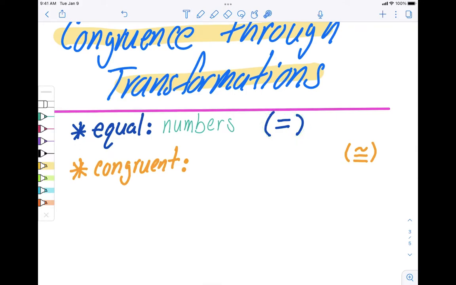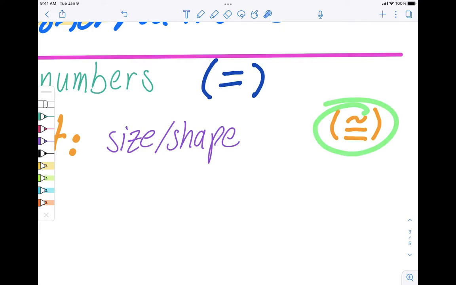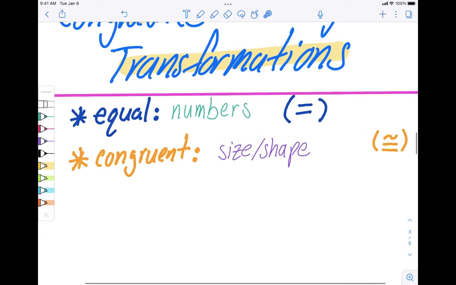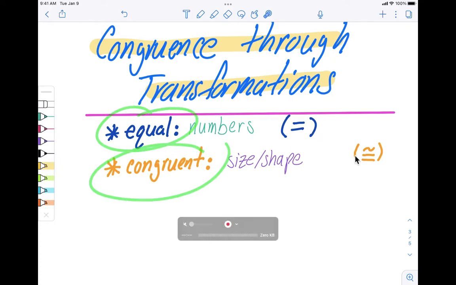So congruent is actually different. The word congruent is talking about size and shape. When something is the same size and the same shape, it is congruent, and we use this symbol here. It is the equal sign with the little squiggly line on top. If two triangles are the same shape and size, they are congruent. If two squares are the same size and shape, they're congruent. If two chairs in your classroom are the same size and shape, they're congruent. Two tables, same size and shape, they're congruent. So that's the difference between equal and congruent. And today we're going to be talking about congruency.